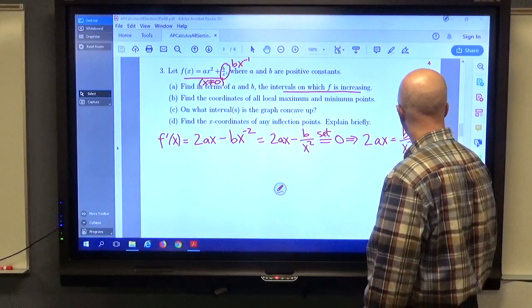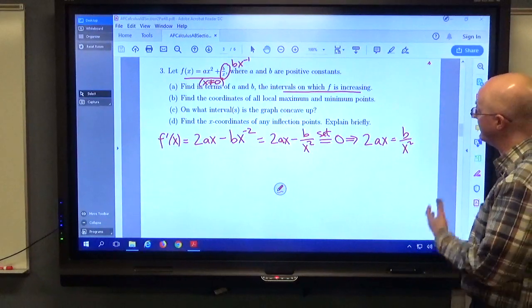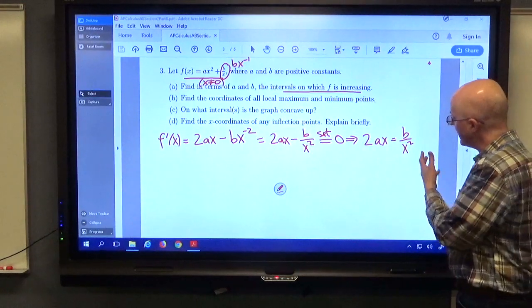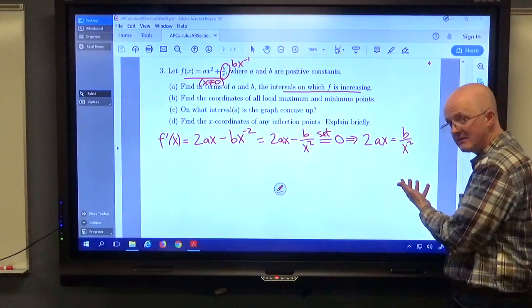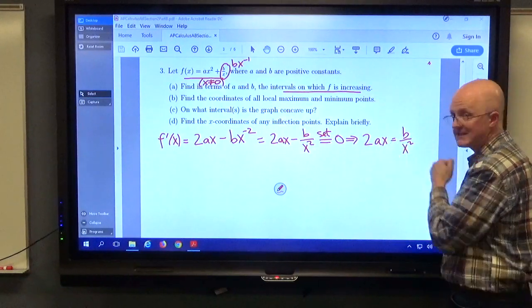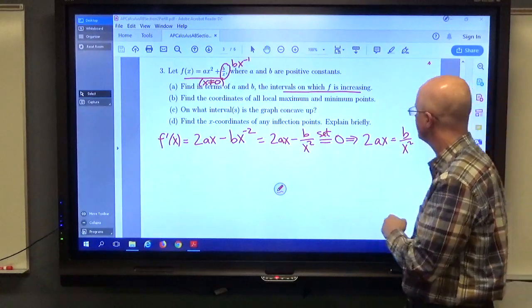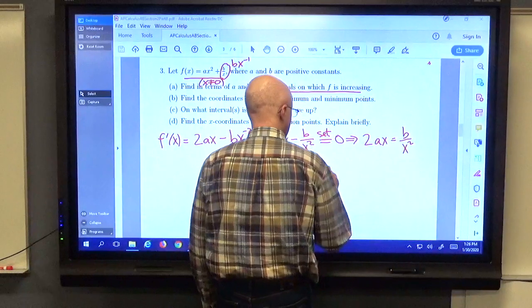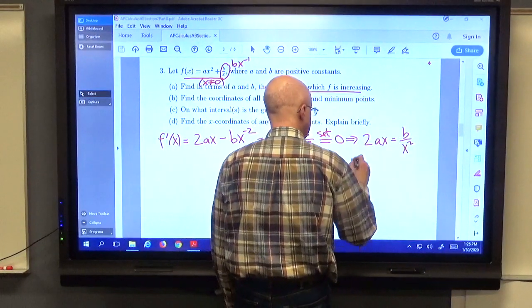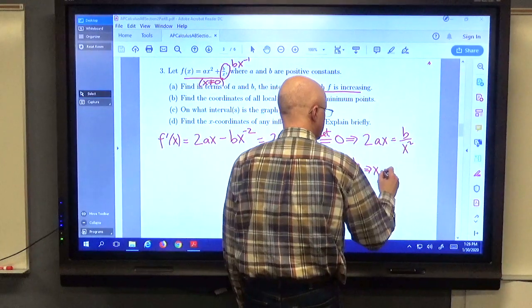And the goal is to solve for x, so I would want to isolate x on one side by itself and everything else on the other side. So, for example, I'd want to multiply both sides of this by x squared to cancel the x squared on the right, giving me an x cubed on the left. And I'd want to divide both sides by 2a. So x cubed is going to be b over 2a. Take the cube root of that.